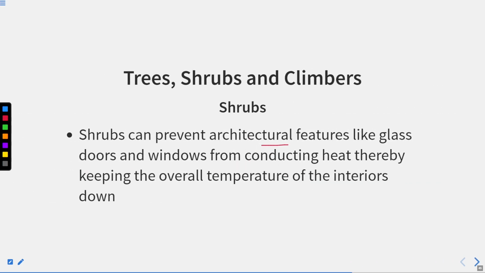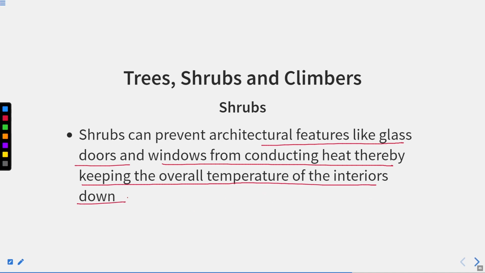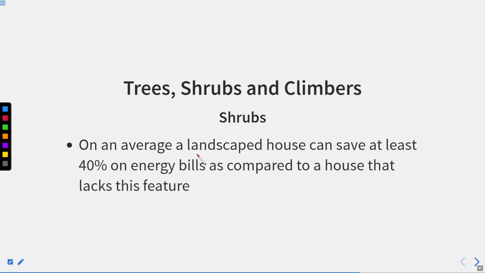Shrubs can prevent architectural features like glass doors and windows from conducting heat, thereby keeping the overall temperature of the interiors down. So wherever we have glass windows or glass doors, we can have shrubs, so that can minimize the temperature, and also add beauty to our interiors. On an average, a landscaped house can save at least 40% on energy bills as compared to a house that lacks this feature.